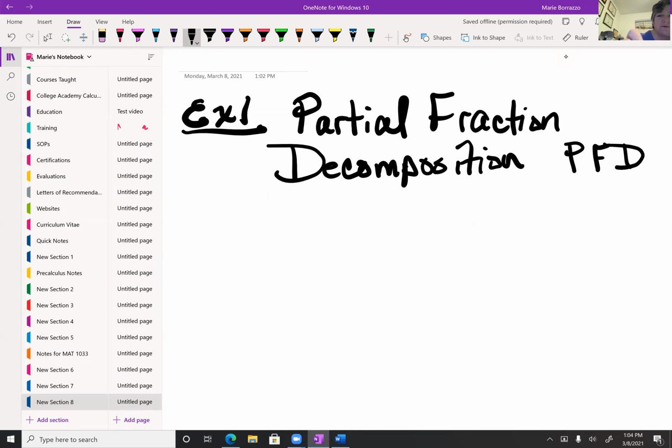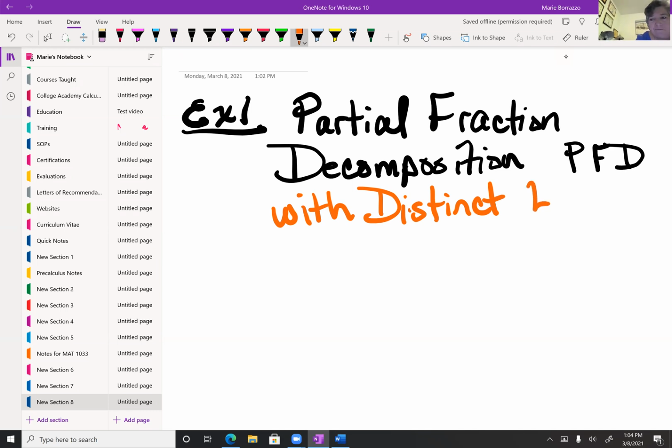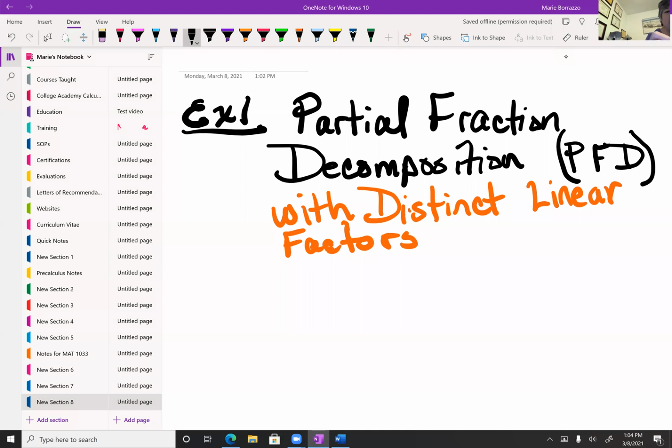This one, what's unique about it is it has distinct linear factors. That's what makes it unique. Distinct linear factors. So an example of this.